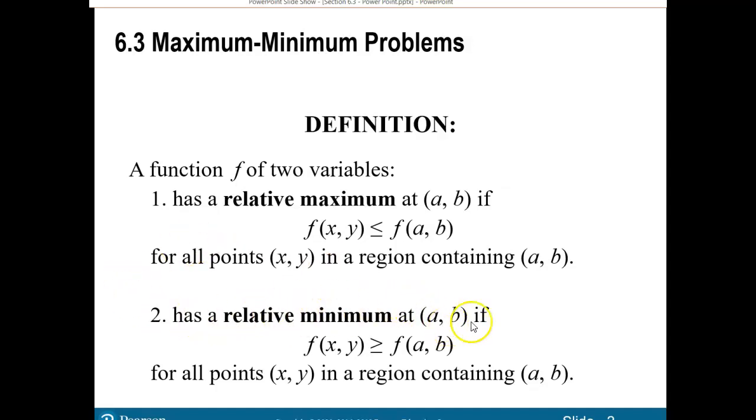f has a relative minimum at an ordered pair (a, b) if the function values at any point (x, y) are bigger than or equal to the function value at (a, b) for all points in a region containing (a, b). So if the value of the function is smaller than any other function value in a region containing (a, b), we call it a relative min.